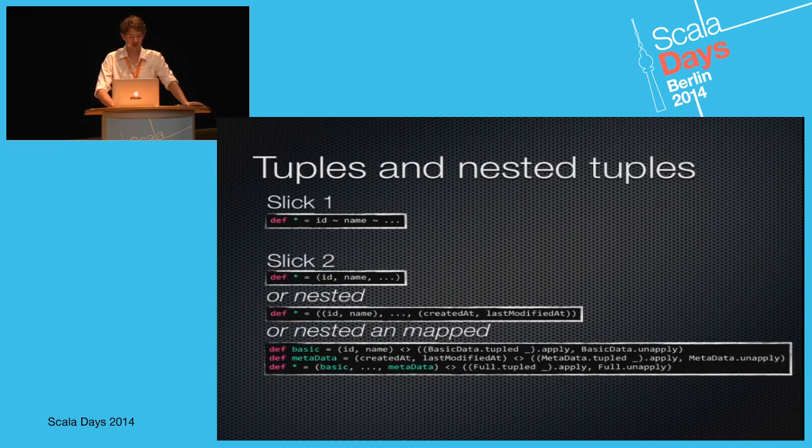Also, in Slick 1, projections used this tilde operator to say which columns you were talking about. In Slick 2, you can just use regular Scala tuples, and you can even nest them. And you can even map the nested tuples to nested case class structures, like we have in this example at the bottom.